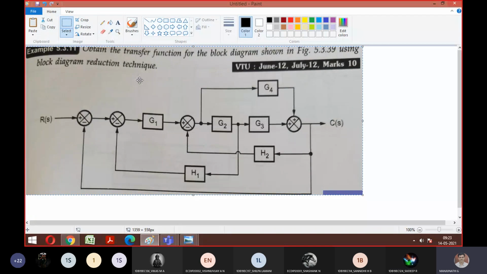Okay, so this is your next question now. Just make a note. The question is: you have to obtain a transfer function for the block diagram shown here using your reduction technique. After solving 11 problems, I hope you got some idea of the way to solve the problem. This is how the question will be in the exam. You can look at the marks also, it is 10 marks. So if you remember the logic, then only you can solve.